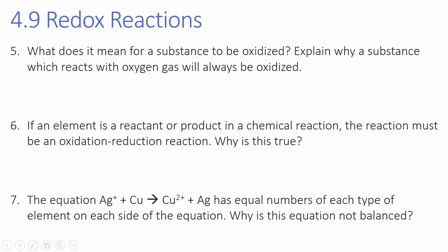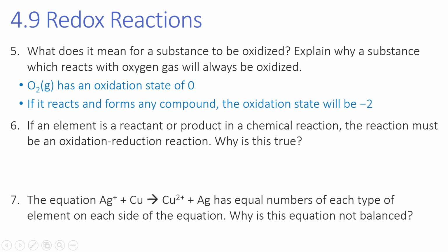So what does it mean for a substance to be oxidized? Explain why a substance which reacts with oxygen gas is always going to be oxidized. So oxygen gas has an oxidation state of 0. If it reacts and forms any compound, the oxidation state will no longer be 0, it will be -2. So that means that we're having oxidation occurring here. So O2 is going to always be something that causes oxidation in other compounds.